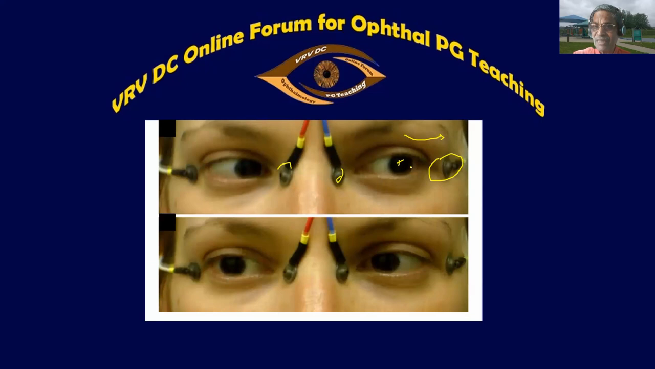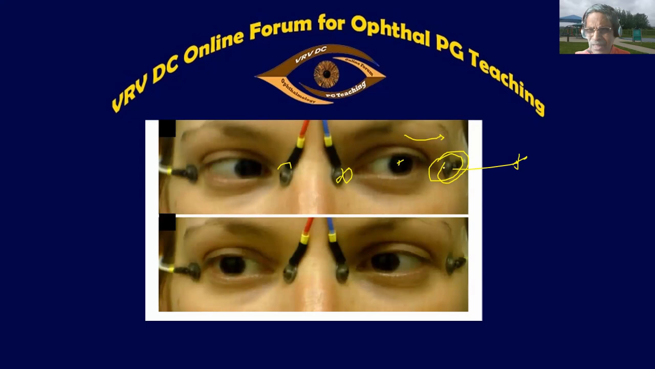When I move the eye this side, see that this cornea comes towards this electrode. This electrode becomes positive, meaning the back side is almost near, and that means this electrode becomes negative. It keeps on changing as you turn right and left, plus and minus, and they are going to record the potential differences in the chart.